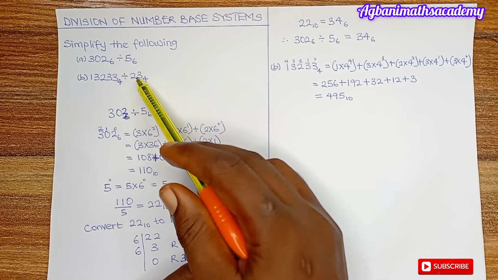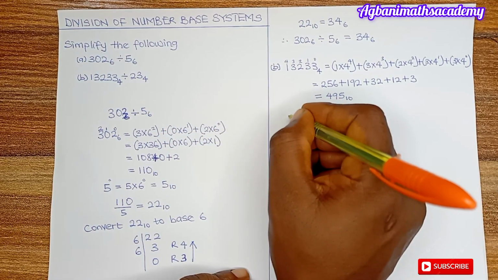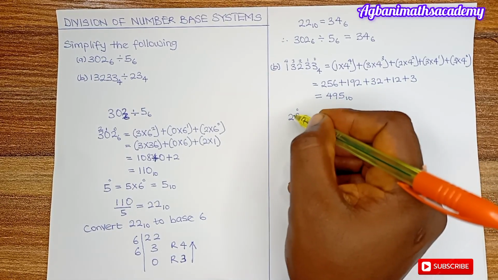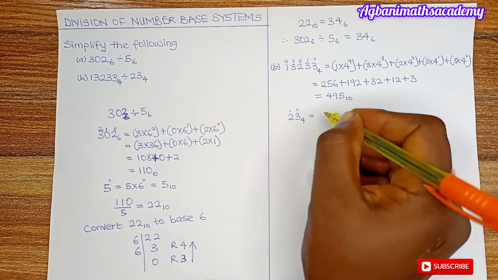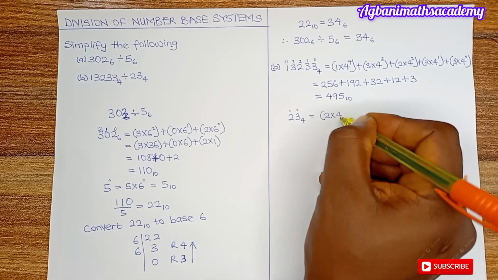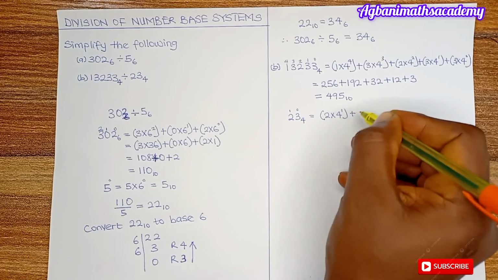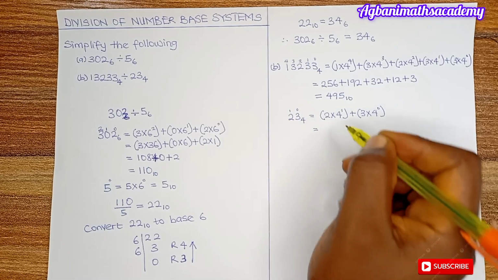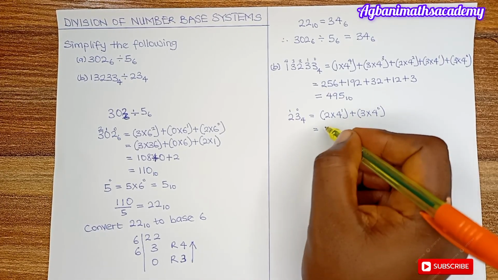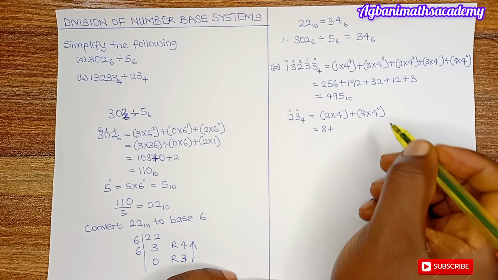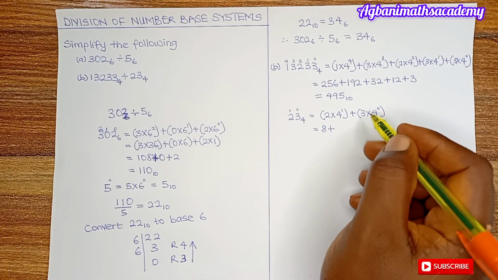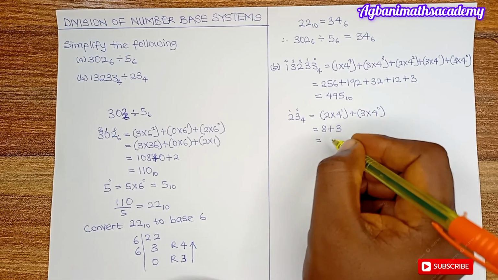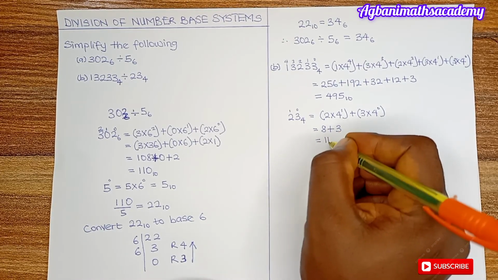Now we need to convert 23 base 4 to base 10. So we have 23 base 4. Above 3 we have 0, and above 2 we have 1. So this will give us 2 multiplied by 4 to the power of 1, plus 3 multiplied by 4 to the power of 0. 4 to the power of 1 is 4, multiplied by 2 gives us 8. Plus 4 to the power of 0 is 1, multiplied by 3 gives us 3. So the equivalent of 23 base 4 is 11 base 10.